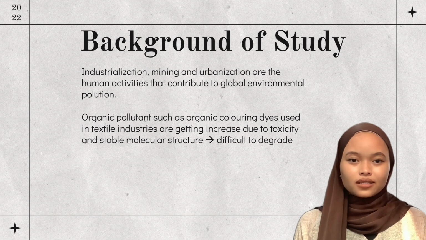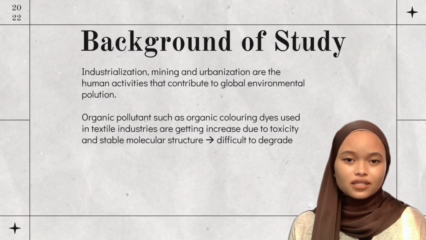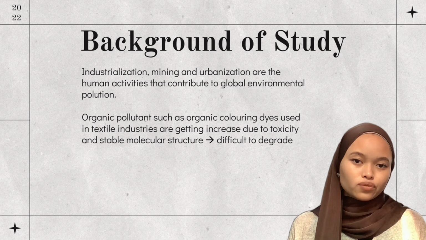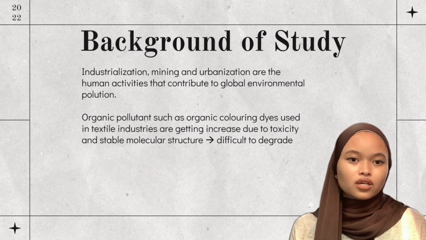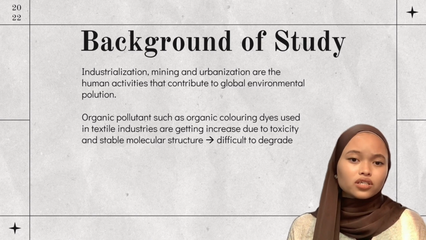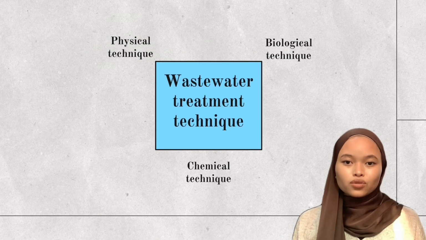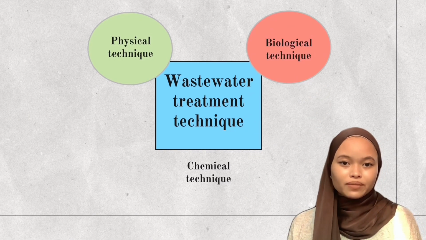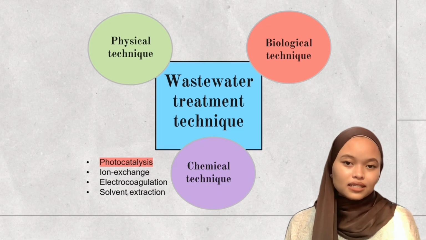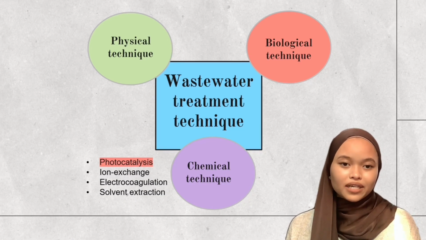Now, let's get started. Nowadays, industrialization, mining, and urbanization are the human activities that contribute to global environmental pollution. Organic pollutants such as organic coloring dyes in the textile industry are increasing and difficult to degrade due to the toxicity and stable molecular structure. There are three types of wastewater treatment technique, which are physical, biological, and chemical technique. In this study, we will be focusing on the chemical technique.